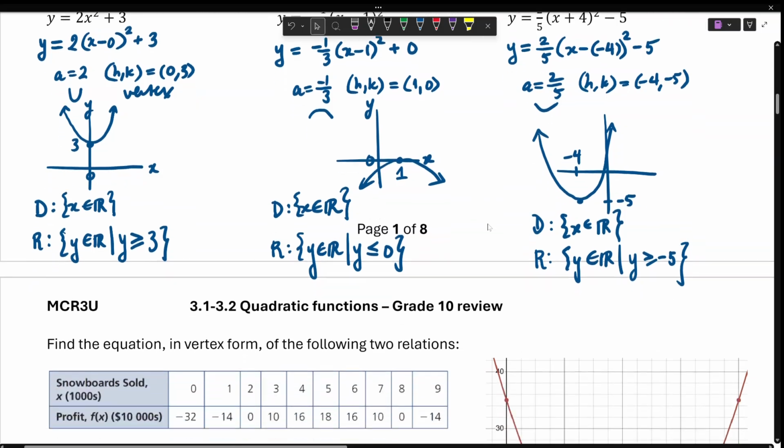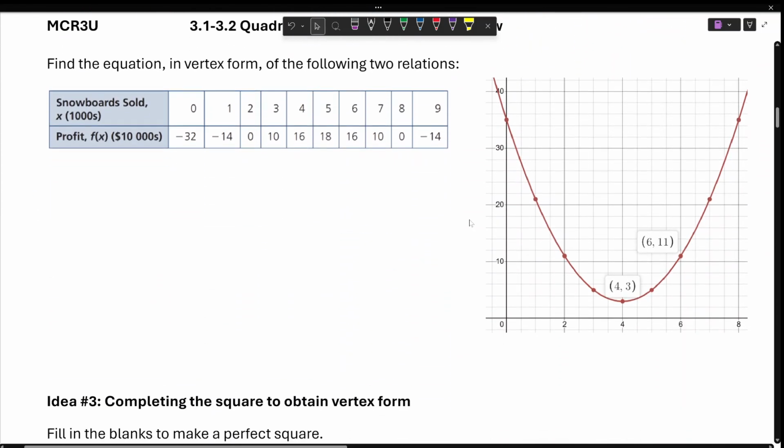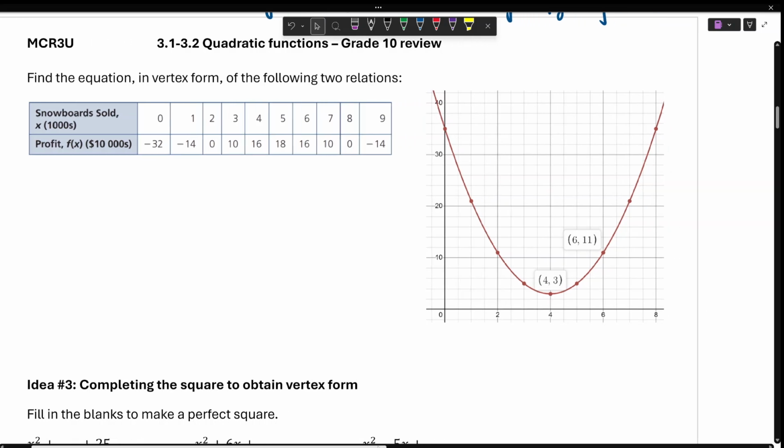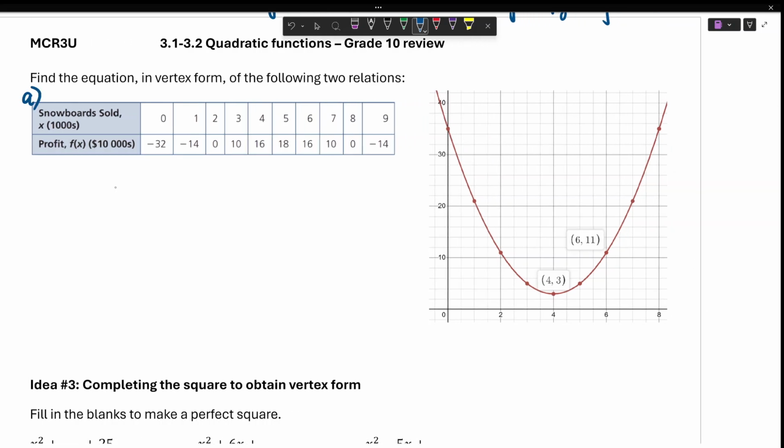Now let's do two examples where you have to actually find it. Let's call this part A and part B, just so you know that they're two different relations. They're not the same question. For part A, let's say we have x and we have f of x. We're going to ignore the multiples here. Okay, this is from a word problem. We'll just not worry about that right now.